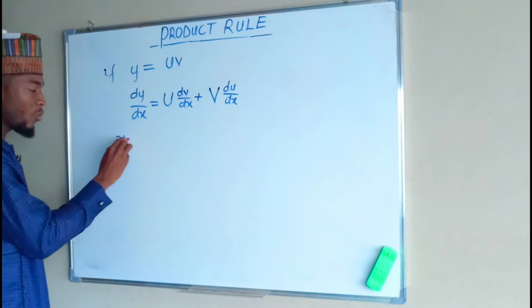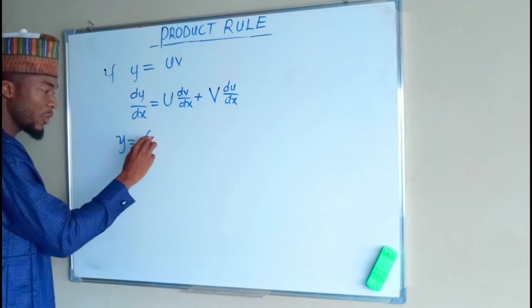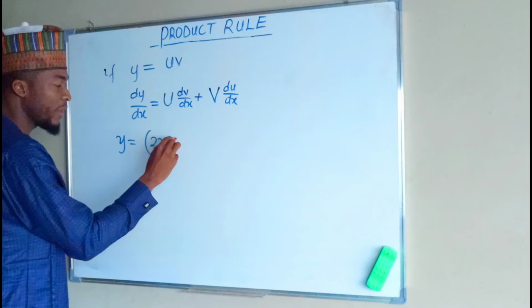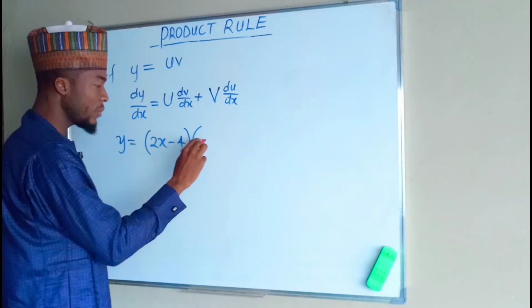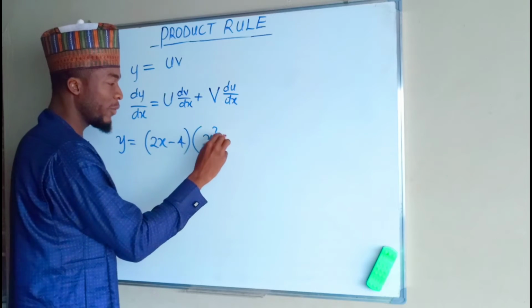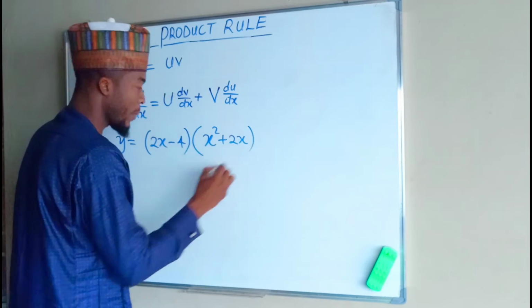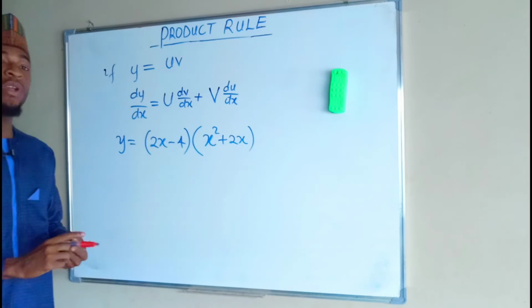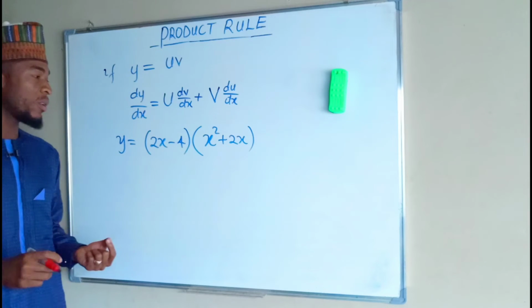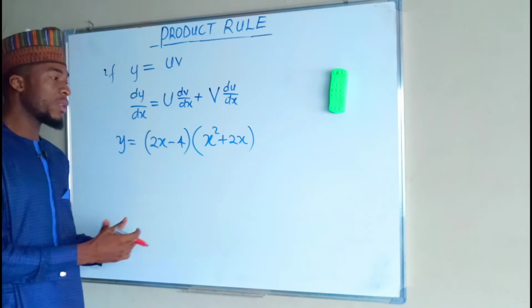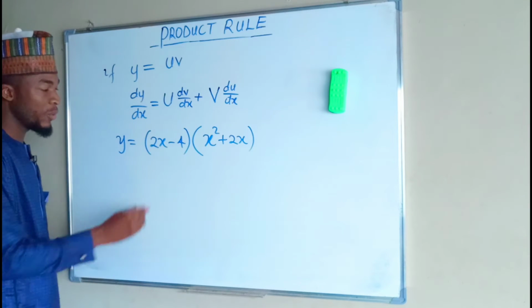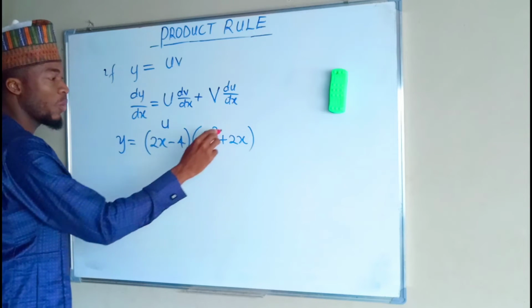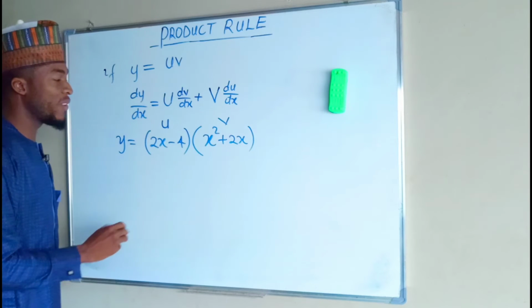Suppose y equals 2x minus 4 times x squared plus 2x. There are two ways in which you can differentiate this function. First, you can expand the bracket, and secondly, you can apply this rule, which says that you can let this be u while this be v.